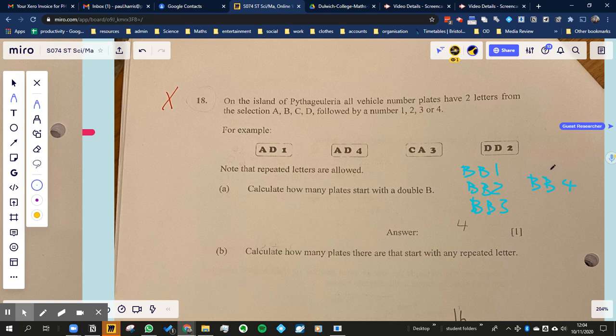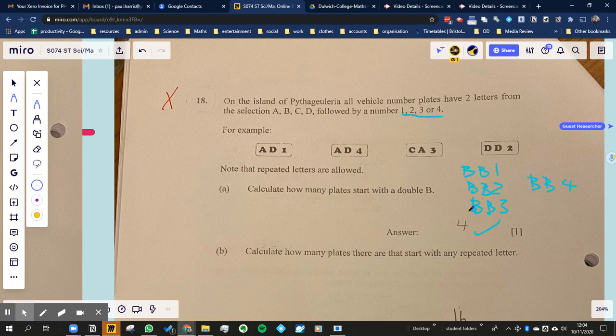Because that's what it says. We're talking about something that starts with a double B, and then it says you can only follow by a number 1, 2, 3, or 4. So the answer is going to be 4 there.